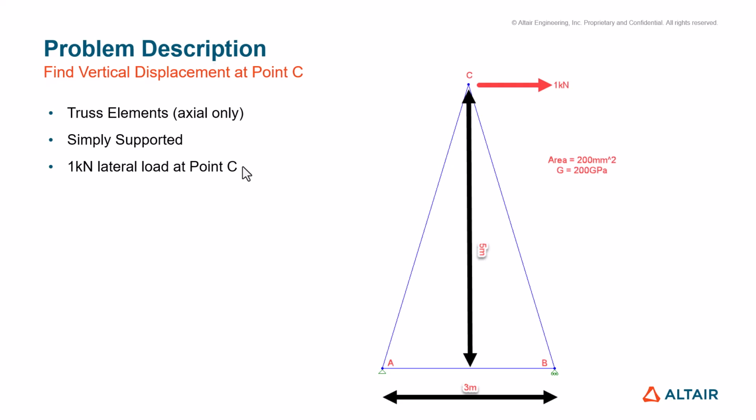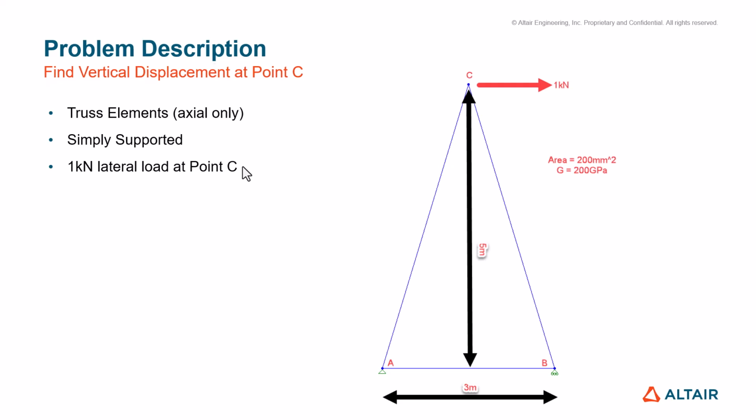If you're not familiar with this theorem, it's basically used if a displacement of a point is to be determined. It can be found to be equal to the first partial derivative of the strain energy of the structure with respect to a force that's acting at that point in the direction of the displacement.